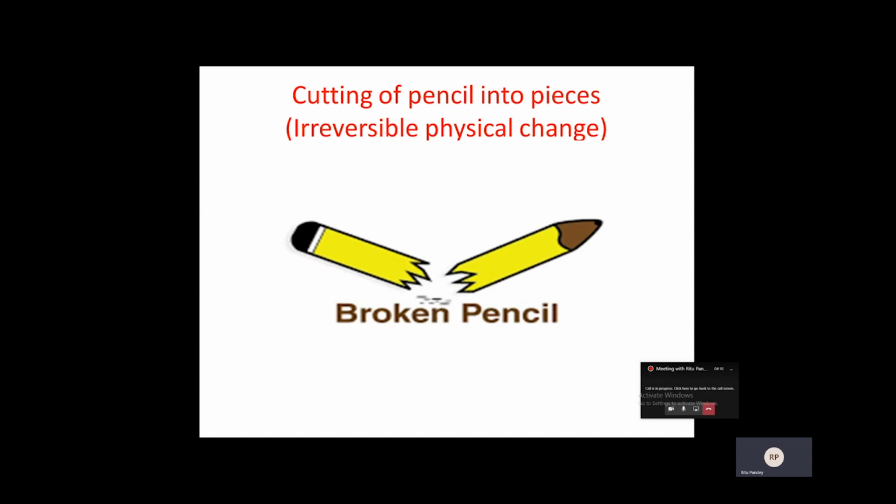Now, cutting of a pencil into pieces is another example of irreversible physical change. You can take a pencil and cut it into two pieces, as you can see here. Although the chemical composition of each piece of the pencil is similar to the original pencil.